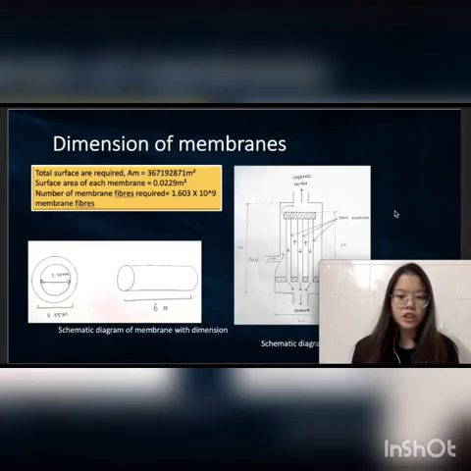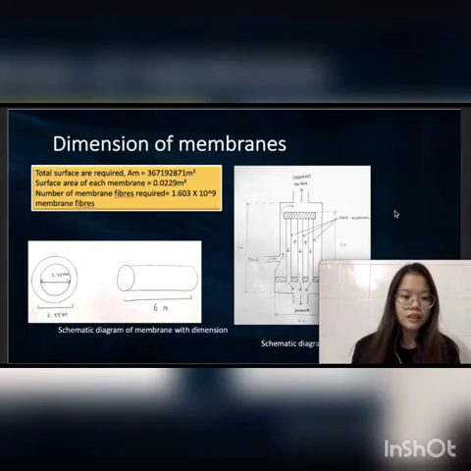For the dimension of our membrane, the total surface area that we calculated is 367192871 meter square, and for our fiber we use 6 meter as our length, 0.25 millimeter as our inner diameter, and our outer diameter is 0.55 meter.